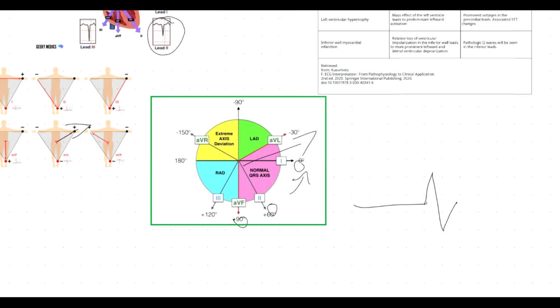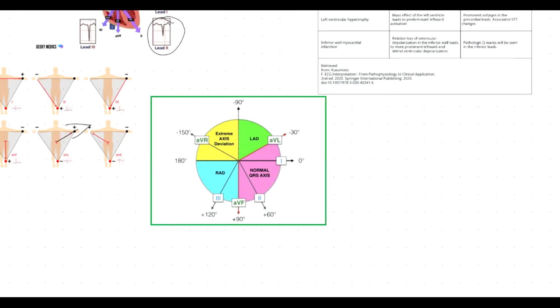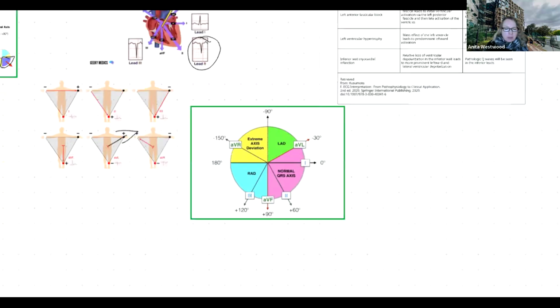Sorry, so basically, is it like the more positive it becomes, the more likely to be left, and the more negative, the more likely to be right deviation? It depends on the lead that you're looking at, but yes.